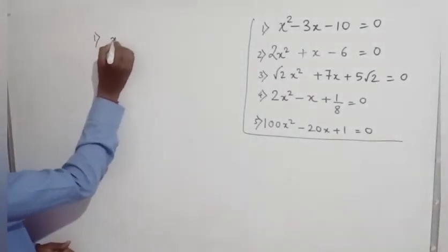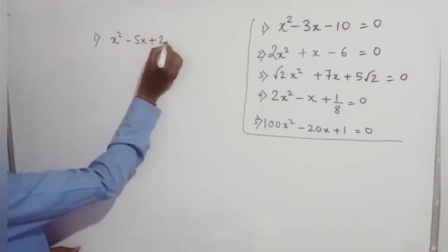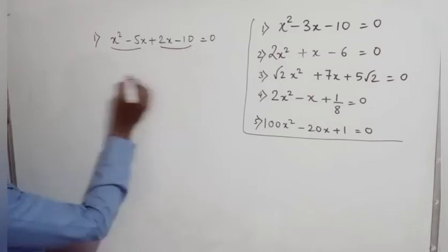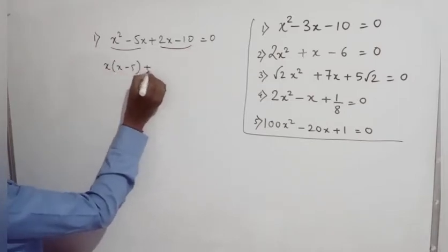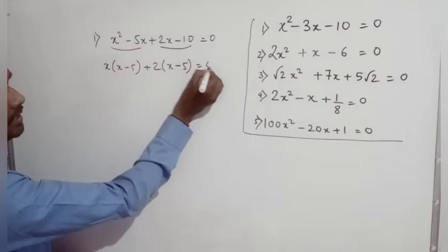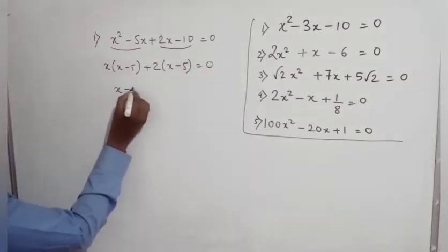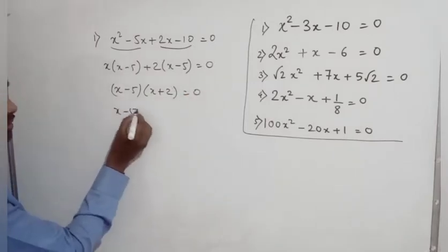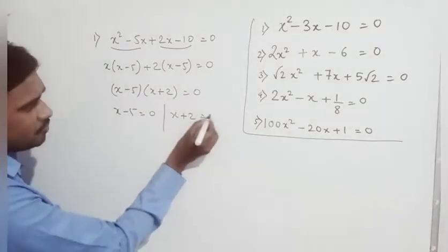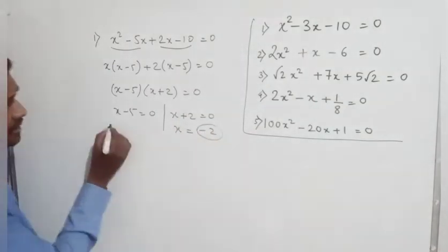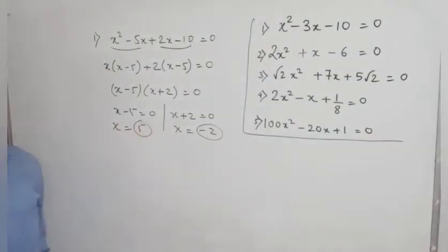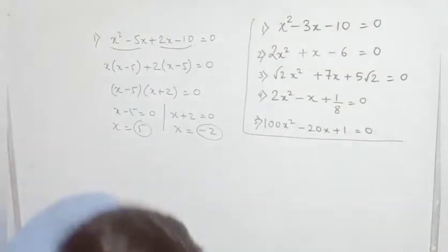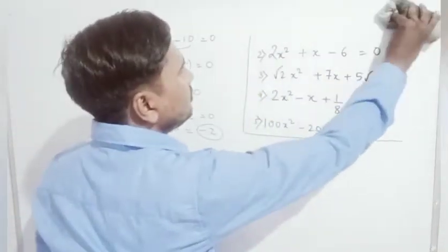The first question is x square minus 5x plus 2x minus 10 is equal to 0. Then you take common in these two, x minus 5, and plus 2, x minus 5, that is equal to 0. So x minus 5 and x plus 2 is equal to 0. One by one, when you put the values, you get x is minus 2 and x is 5. So these are the two values of x. The first question has been solved.